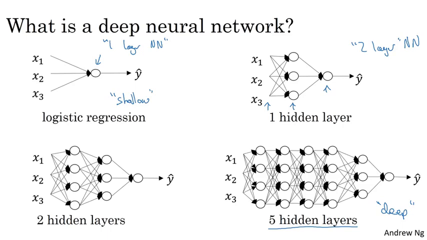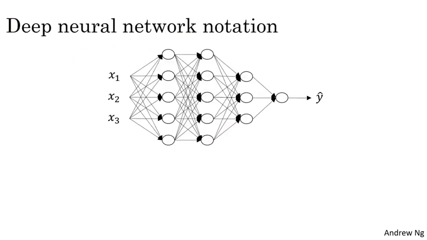Let's now go through the notation we'll use to describe deep neural networks. Here is a 1, 2, 3, 4-layer neural network with 3 hidden layers, and the number of units in these hidden layers are, I guess, 5, 5, 3, and then there's 1 output unit. So the notation we're going to use is capital L to denote the number of layers in the network. So in this case, L is equal to 4. And so that's the number of layers.